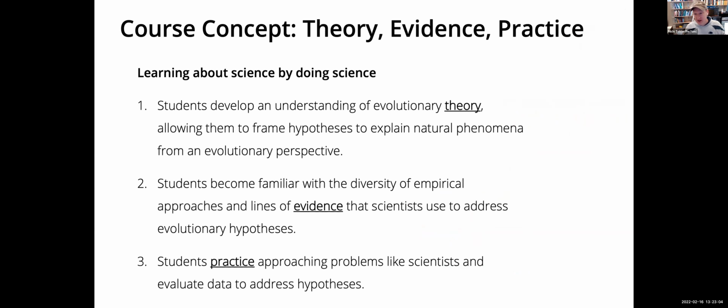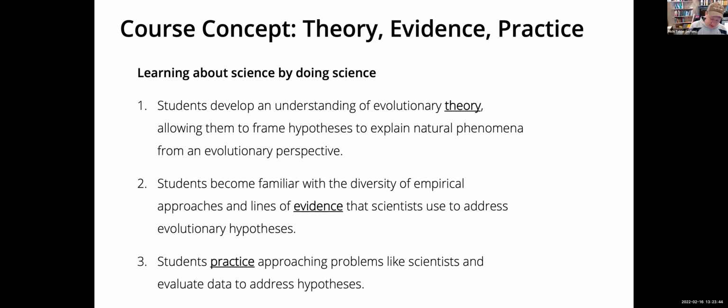And so every unit in this course has three cornerstones. One is building on theory. So I want students to learn how to frame hypotheses in the context of established theory, to explain natural phenomena. The other cornerstone is really evidence. So I want students to learn what kind of approaches, what lines of evidence scientists use to make inferences, in this case about evolution. How do we test hypotheses in this field? But third, and probably most importantly, I want them to practice approaches like an evolutionary biologist would.